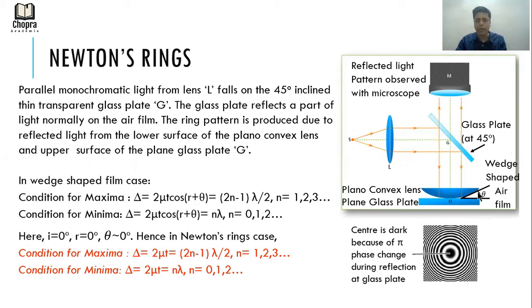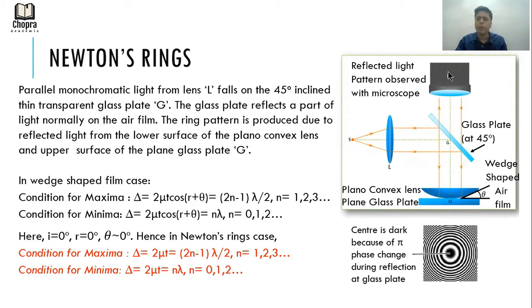So here is the case of a normal incidence, because the light gets reflected from the 45-degree glass plate and falls onto the plano-convex lens, and then again the light gets refracted inside the convex lens, then again bounces back from the glass plate, and you have an interference pattern of the light coming out. Using a microscope we get the reflected interference pattern, and you can observe the interference pattern here.